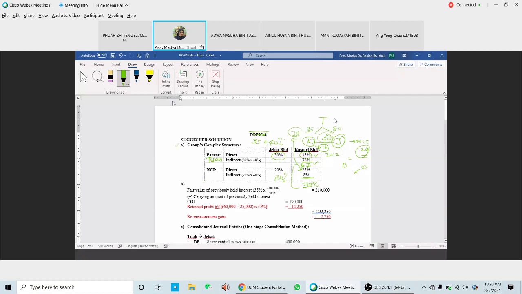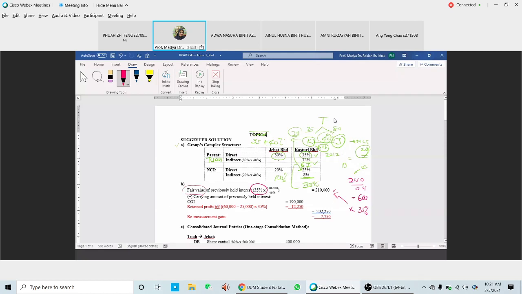Actually, we already discussed this one previously. Okay, so the next one, we're going to look at the remeasurement. We need to remeasure the previous investment. So the previous investment that you have in Kasturi here is 35%. So now we want to find the fair value. So the fair value of the company, we already calculated here, 240 divided by 0.4. We're going to have here 600. So 600 here times 35%, so you're going to have 210. Okay, 210, and that is the fair value.